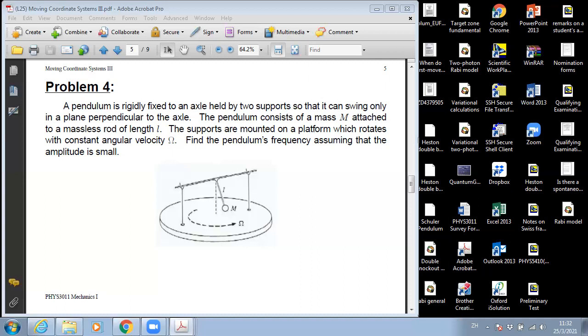So I give you a hint. You don't have to worry about the Coriolis force, right?